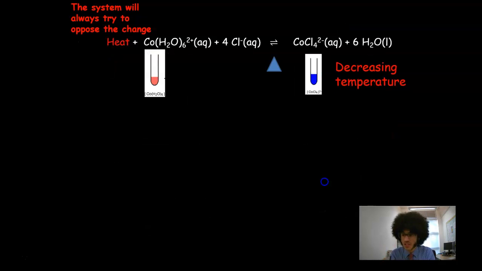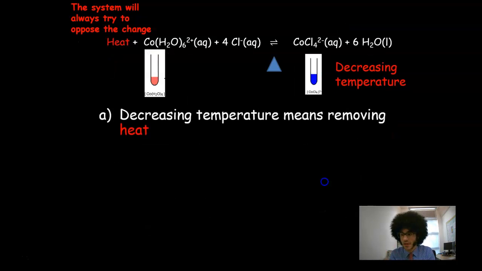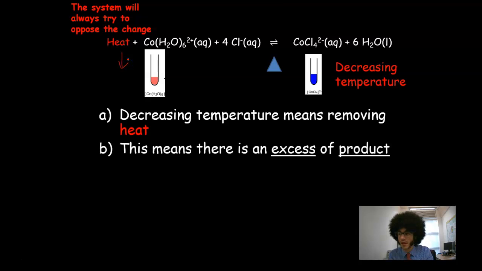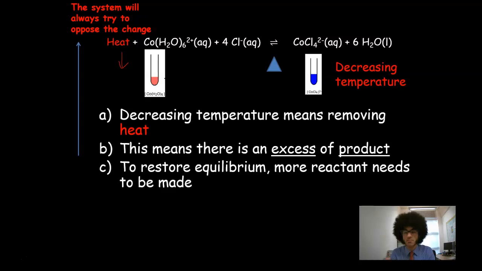Now, if I decrease temperature, the opposite will happen, okay? So if I'm decreasing, that means I'm going to remove heat, which means I'm basically reducing the amount of reactant available, okay? That means I've got an excess of product, okay? Now, in order to counteract that, what the reaction will want to do is oppose the change. To oppose the change, it's going to have to make more reactant, okay?